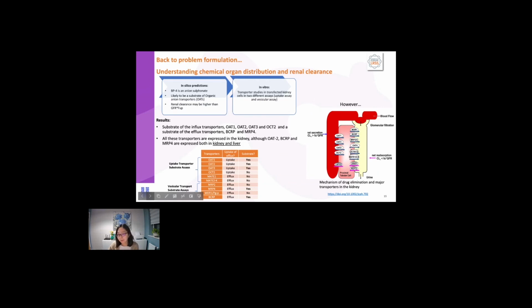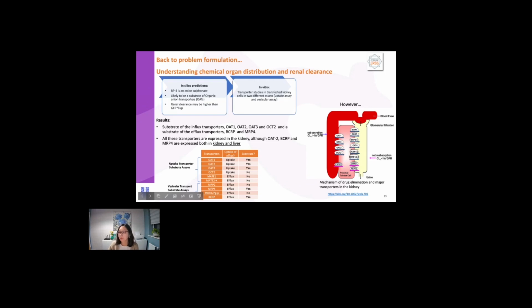But although we are quite happy with this data because it confirmed our hypothesis, it has its limitations. The first one is, if you look at the mechanism figure on the right, for drug elimination and major transporters involved in the kidney, the blue ones that are involved in active secretion, I think we've got very good coverage already. However, for the purple or the pink ones, which are responsible for reabsorption, we didn't really investigate them. So I would say we only have half of the picture.